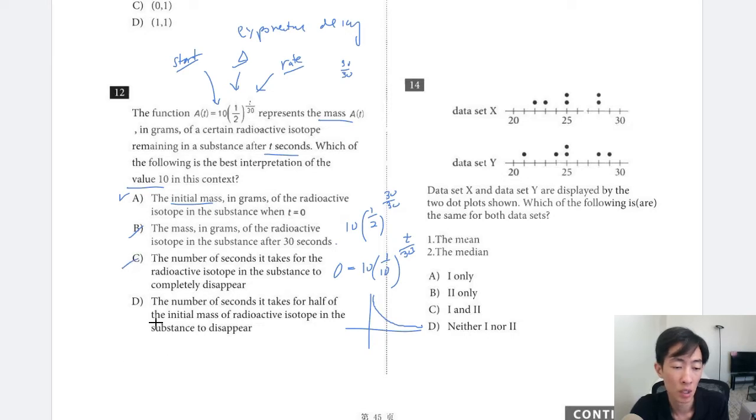D, the number of seconds it takes for half of the initial mass to disappear. So the initial is 10. If half disappears, that's 5. So we're going to be left with 5. That's that 5 over there. And then if you calculate this and solve for t and find out when that is going to happen, that's what you're going to get for that answer. Regardless, that's not t or that's not 10. And so the answer is D.